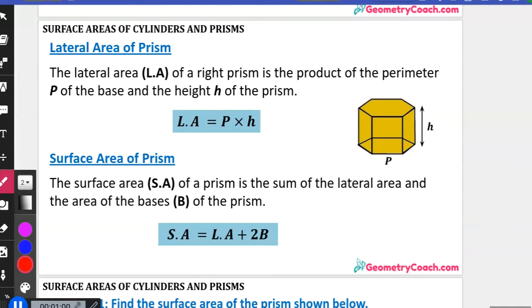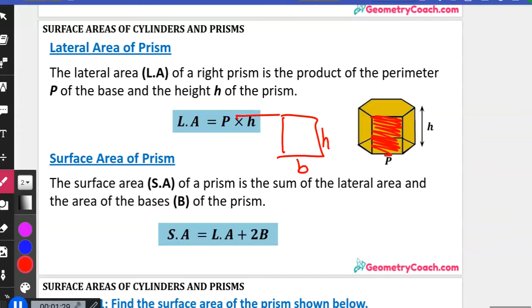So there's two parts to finding the surface area. You need to find the lateral area, which is the vertical area, the up and down rectangles, and then you need to find the surface area. The formula they give you for lateral area is perimeter times height. What you're doing when you find lateral area is finding the area of each one of these rectangles. Now, if you remember, the area of a rectangle is base times height.